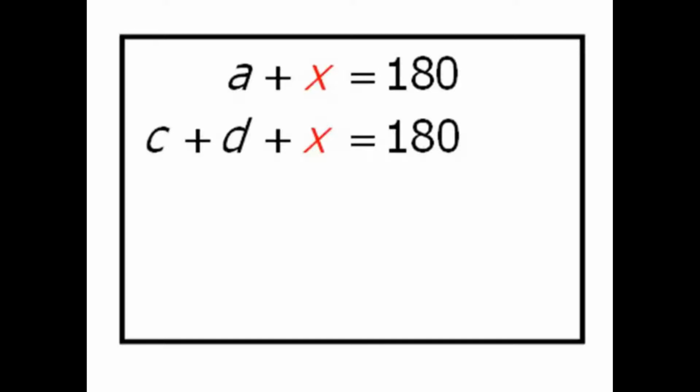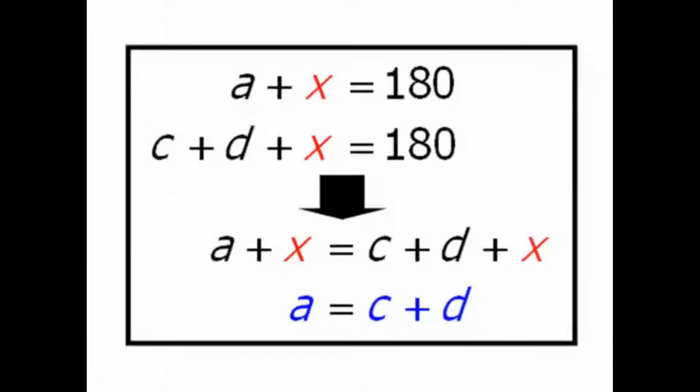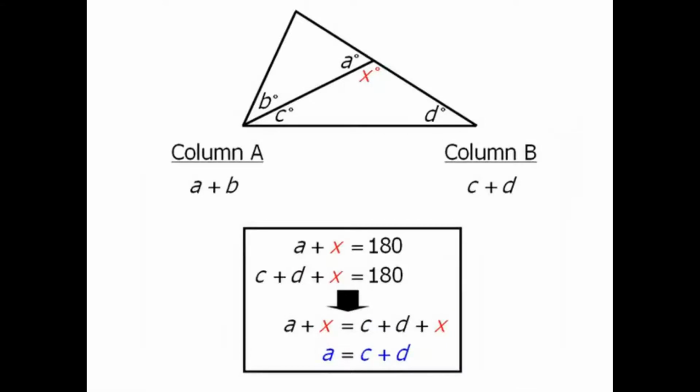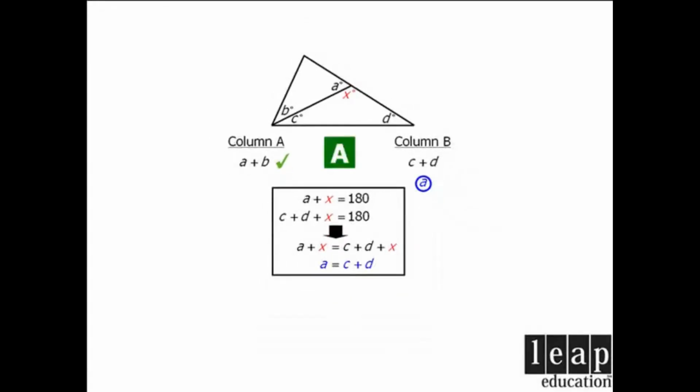This means we can combine these equations to get the following. From here, we'll subtract x from both sides to get a equals c plus d. Now we can go to column B and replace c plus d with a. So we're now comparing a plus b with a. Well, since a and b are both positive, we know that column A must be greater than column B, in which case our answer is A.